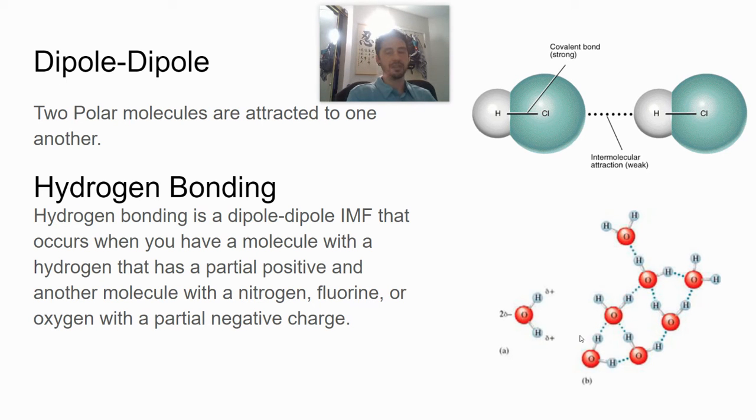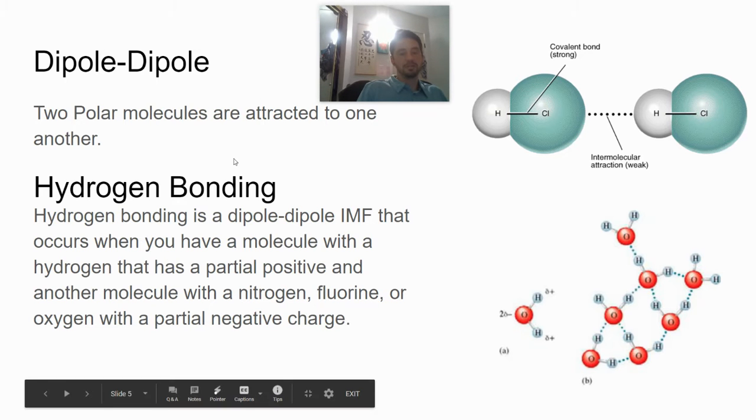Any questions on dipole and hydrogen bonding? Is that pretty clear? Okay, that's probably the easiest one. Just two polar molecules attract to one another, right? Pretty easy. Hydrogen bonding is just a specific one where you have hydrogen and nitrogen, hydrogen and fluorine, or hydrogen and oxygen. All right, the next.